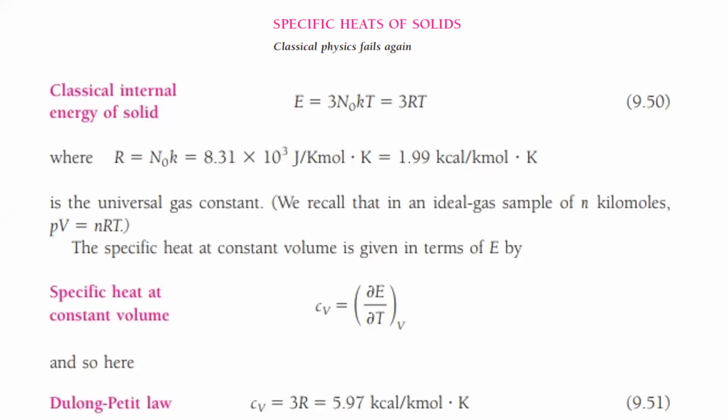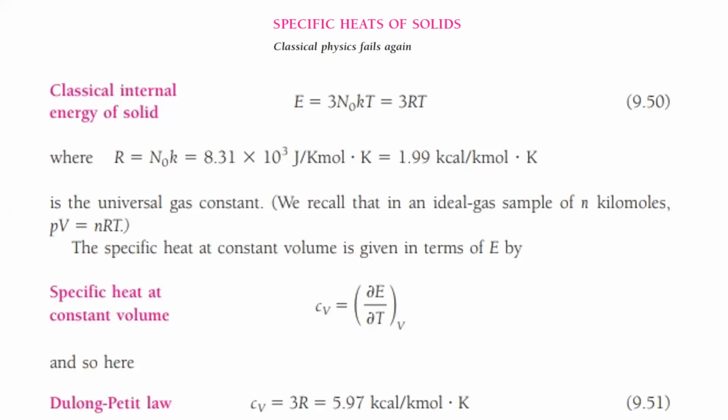So they are oscillating, and then they will have an average energy of kT. If that is the case, then each atom in a solid will have 3 kT of energy. Now if you have 1 kilomole of a solid having Avogadro number of atoms, then its total energy can be called E and the temperature T. You would say that the classical internal energy of a solid should then be equal to 3 N0 kT, which is the first equation visible to you.